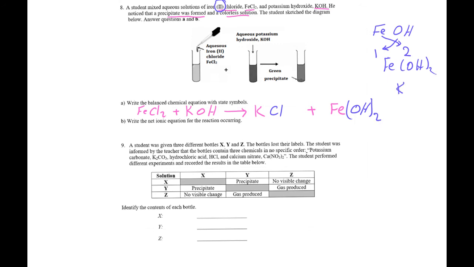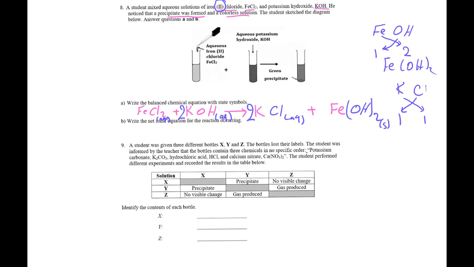KCl: K is in group 1, has a valency of 1. Cl is in group 17 and has a valency of 1. So the correct formula of potassium chloride is KCl. What's left is to write the state symbol and balance the equation. We have 2 Cl here, so I'm going to put 2 here, making K2, put 2 here, and the OH is 2. This is aqueous solution, aqueous solution, aqueous solution, and this one is a precipitate.